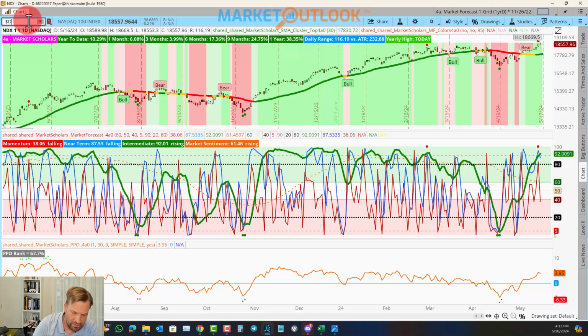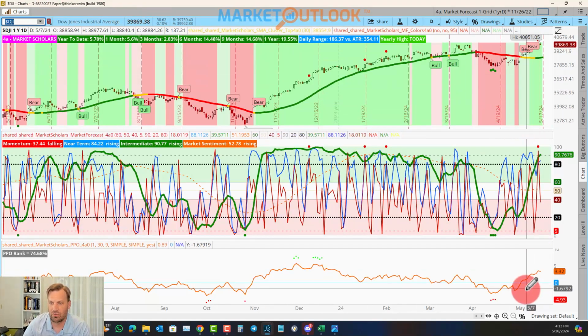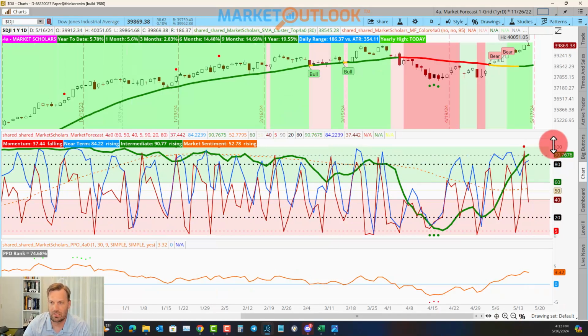Now let's take a look at the Dow Jones Industrial Average. And it looks pretty similar. Again, we got that cluster yesterday. Intermediate lines above the 90th percentile again. And then your near-term line setting up for potential near-term divergence. So something to kind of keep an eye on, as it had dropped more than the S&P.